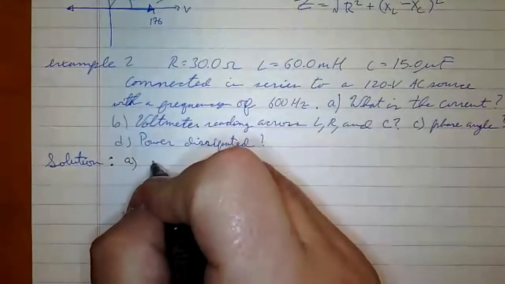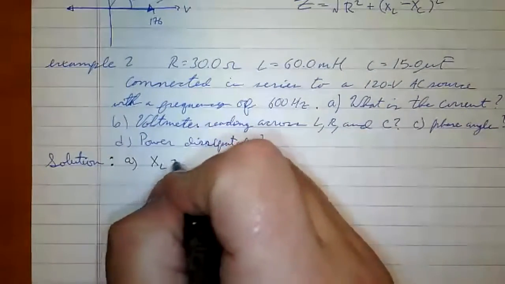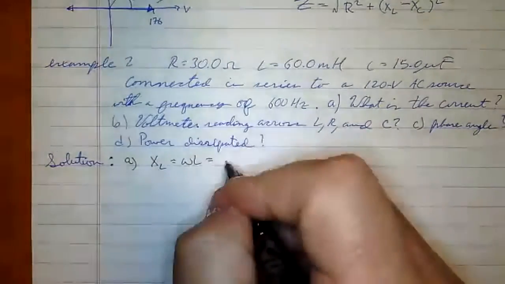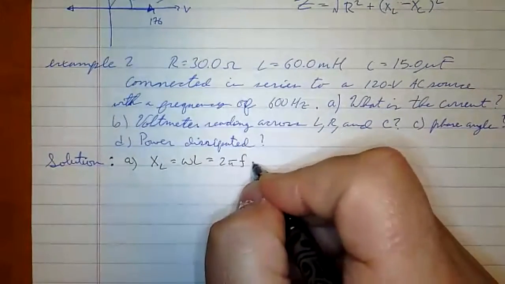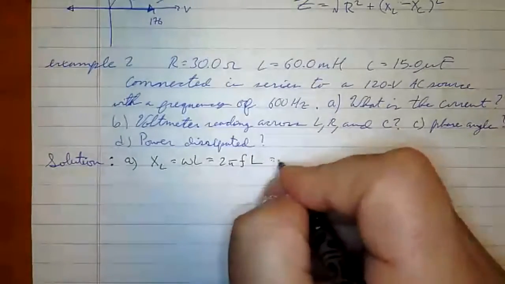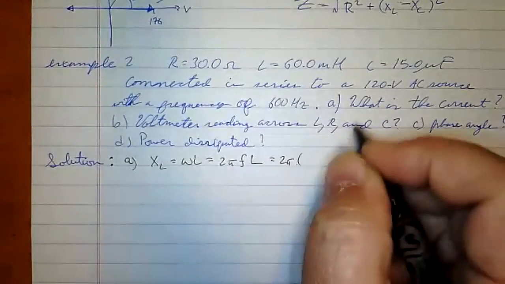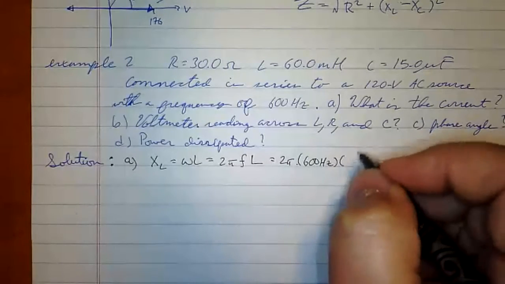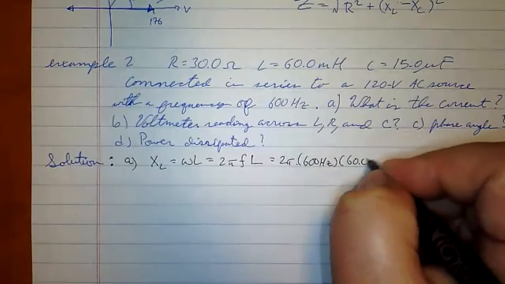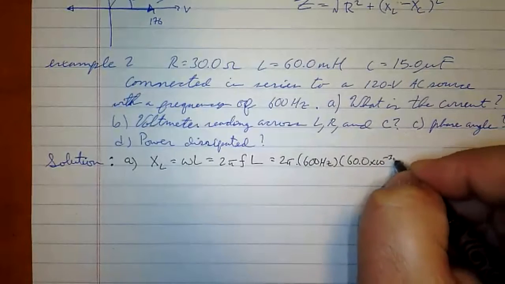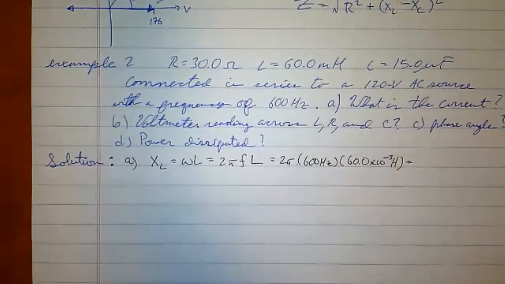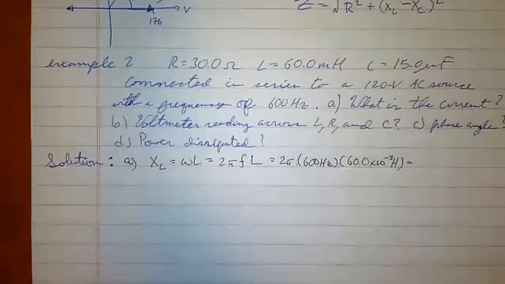So what I got to do is find out what the XL is. And remember, XL is in fact omega L. And omega, of course, is 2 pi times F. So I got 2 pi F times L. So I'm going to say 2 pi times the frequency I said was 600 hertz. And then the L I said was 60.0 times 10 to the negative third henries. So I'm not messing with any millis on this thing. I'm just going to leave it all as pure base units or whatever.